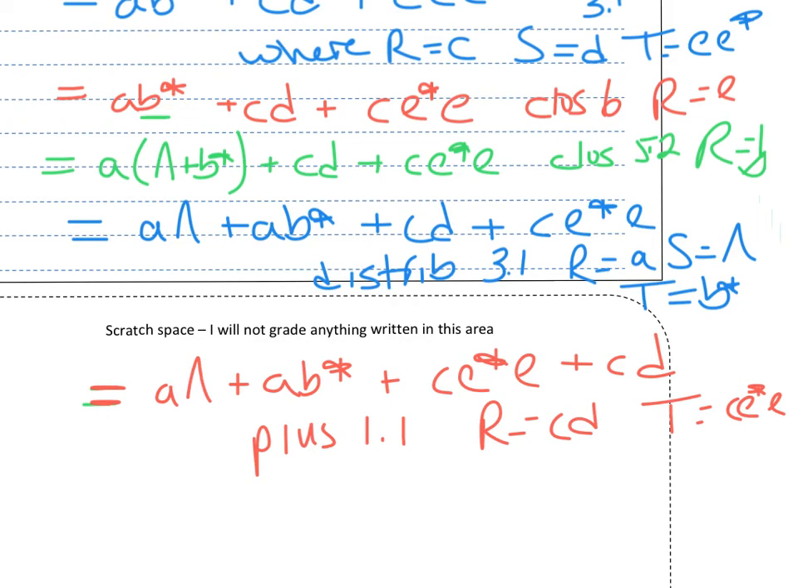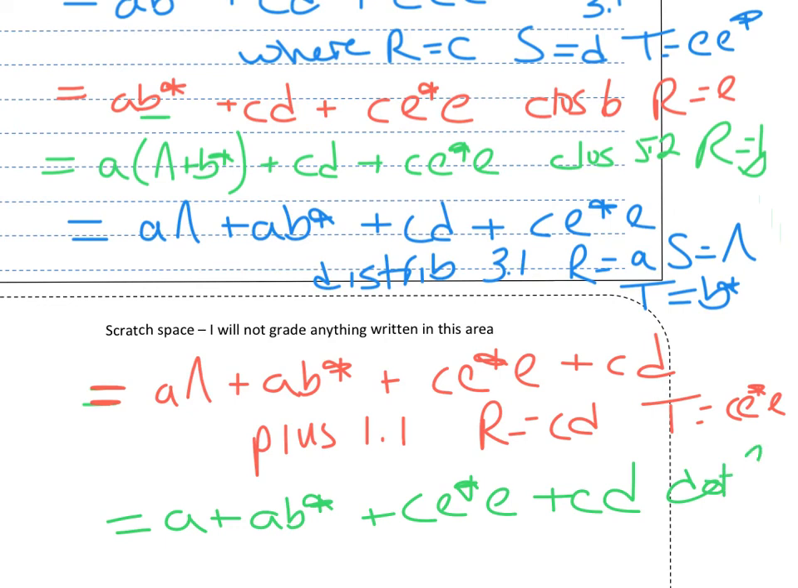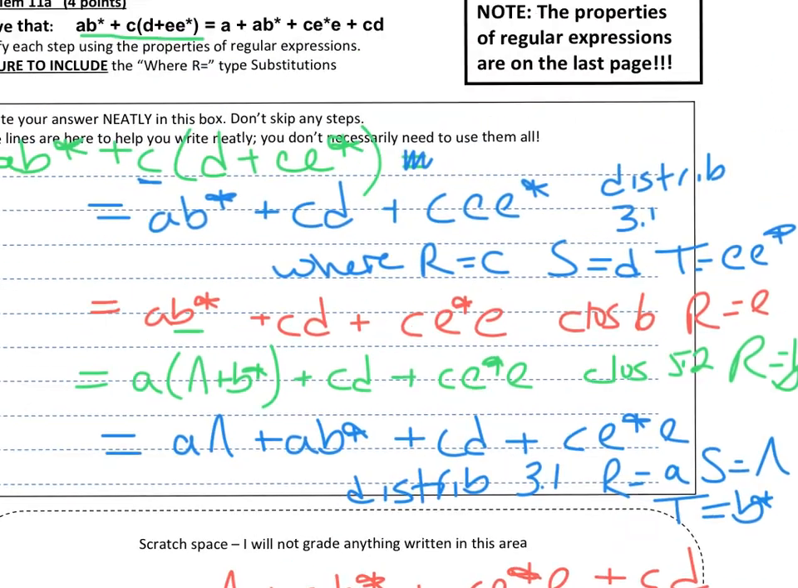So we're up to green. So we'll say that equals A plus AB star plus CE star E plus CD, and that's dot 2.2 where R equals A. And now look, we have a proof.